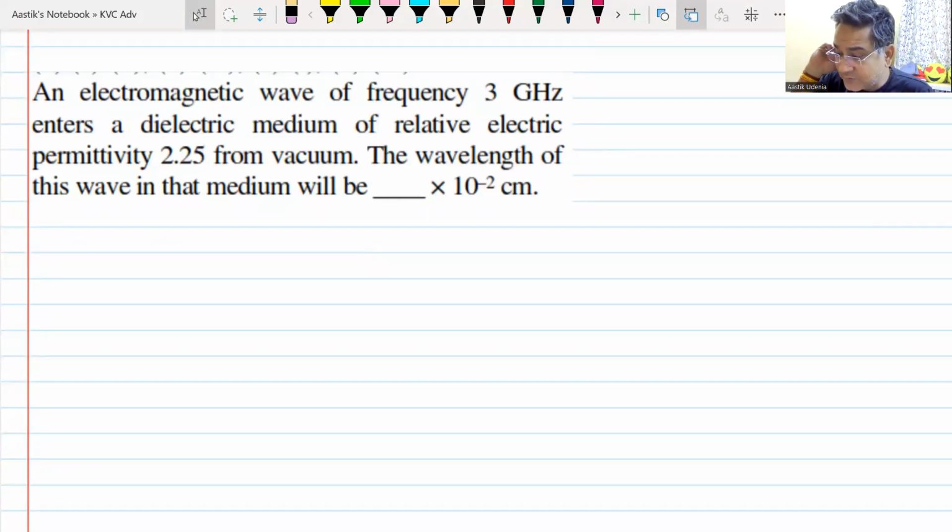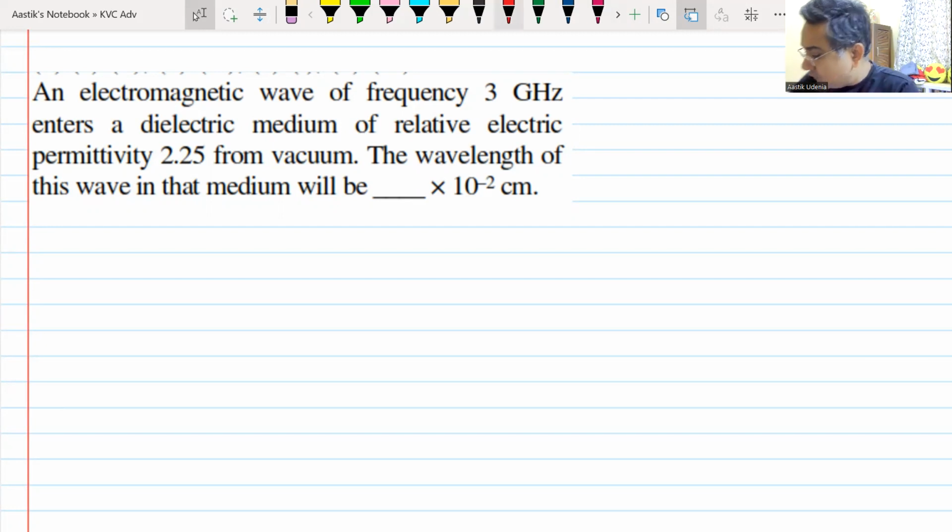An electromagnetic wave of frequency 3 gigahertz enters a dielectric medium of relative dielectric permittivity 2.25 from vacuum. The wavelength of this wave in that medium would be how much? So how are we going to do this question? Remember, the frequency of the electromagnetic wave remains the same. Yes or no?